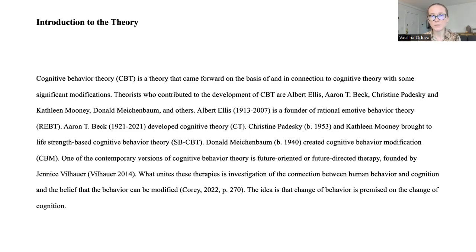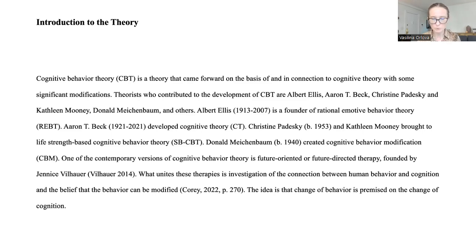CBT is a theory that came forward on the basis of, and in connection to, cognitive theory with modifications. The theorists that contributed to the development of CBT are Albert Ellis, Aaron Beck, Christine Padesky, Kathleen Mooney, Donald Meichenbaum, and others. Albert Ellis is credited to be the founder of rational emotive behavior theory, REBT. Aaron Beck developed cognitive theory, CT. Christine Padesky and Kathleen Mooney brought to life strength-based cognitive behavior therapy, SBCBT. Donald Meichenbaum created cognitive behavior modification, CBM.